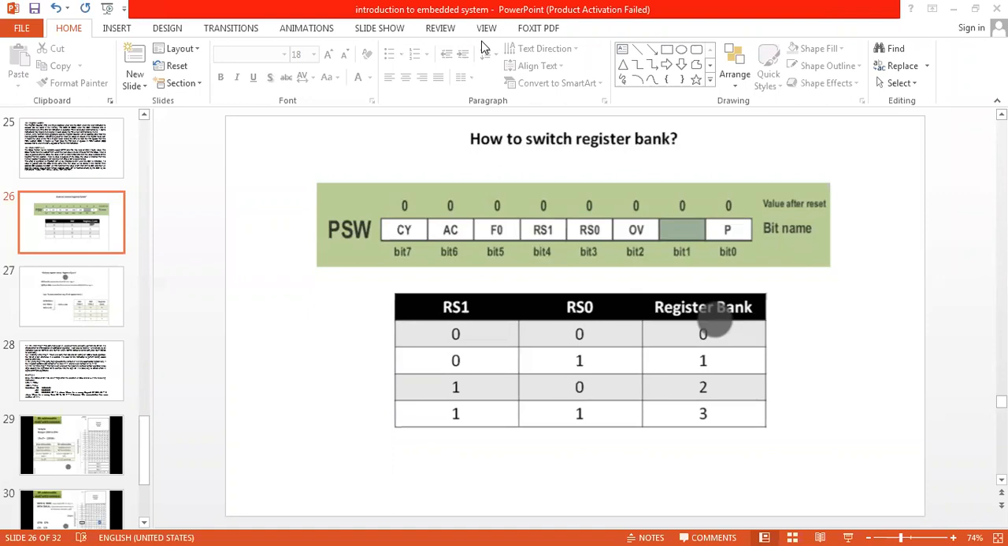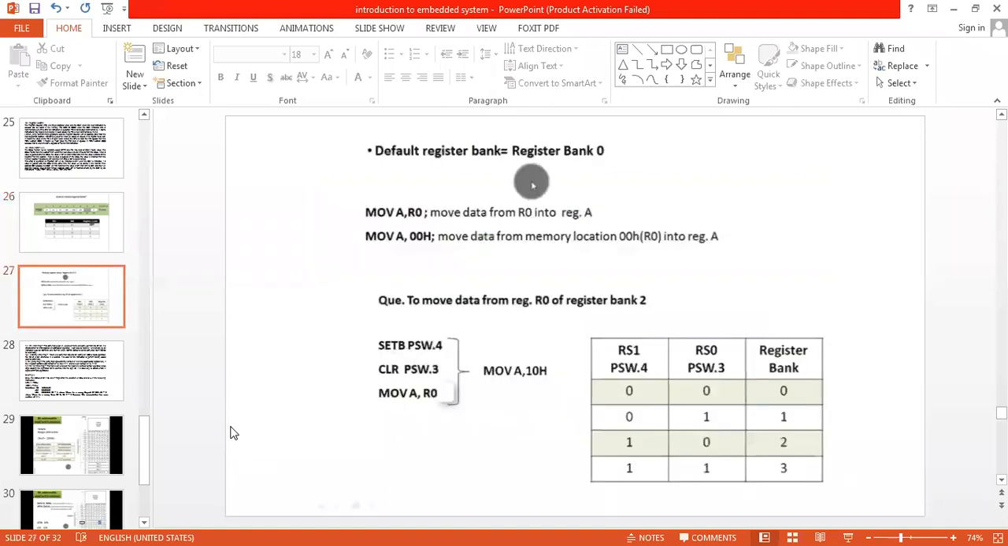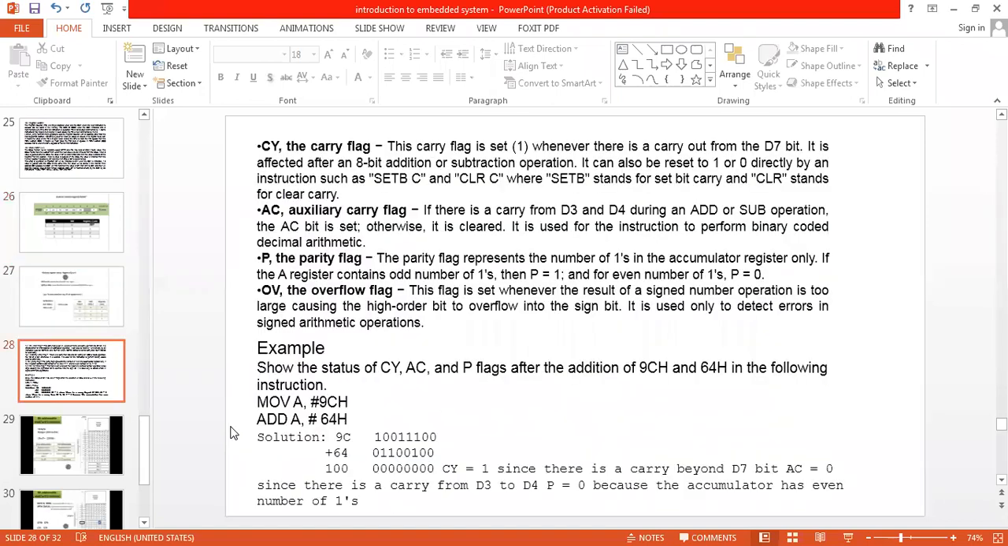Then bit number 6. Bit number 6 is AC, which is called the auxiliary carry flag. Auxiliary carry flag. See that? Okay, see that? What is the auxiliary carry flag?